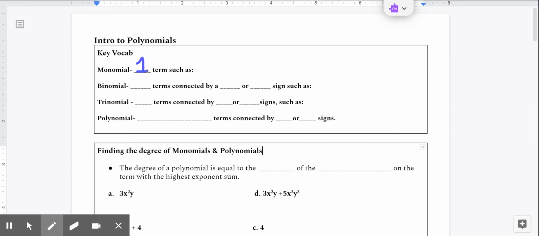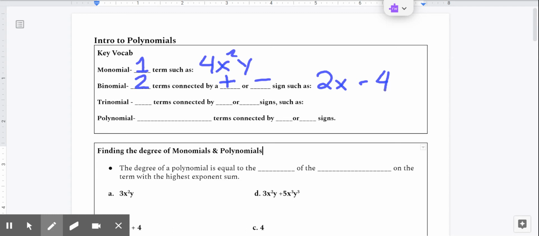So for example, 4x squared y, that would be a monomial because it's just one term connected only using multiplication. There's not any addition or subtraction signs in there. A binomial, maybe we know that root or that prefix bi means two. So a binomial is two terms connected by a plus or minus sign, such as 2x minus 4. That would be an example of a binomial, two terms connected by a subtraction sign.